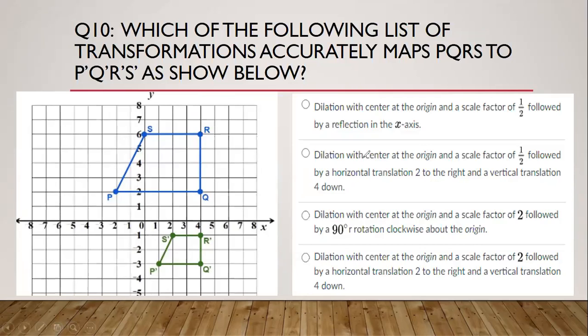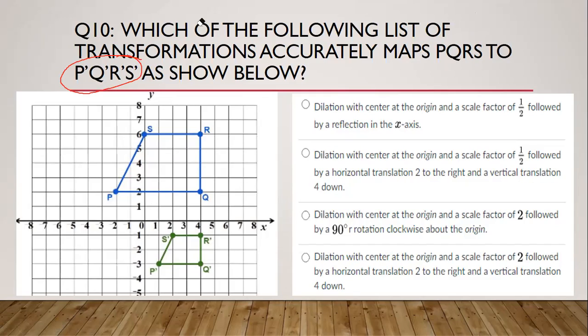So for question 10, I have some options here. The key for question 10 is to make sure you are looking from the correct figure to the correct figure. So you want to make sure you recognize which one is the pre-image and which one is the image. Okay, so that's going to help you determine what happened. It says, which of the following list of transformations accurately maps PQRS to P prime, Q prime, R prime, S prime, as shown below.